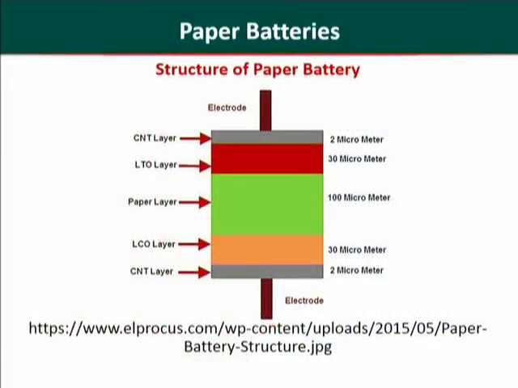This is the structure of a paper battery. You can see an electrode, a carbon nanotube layer, then we have lithium oxide layer, then a paper layer, that is the cellulose based layer, that is about 100 micrometer in size. Then we have lithium layer, and then we have a carbon nanotube layer. So this is the structure of the paper battery.